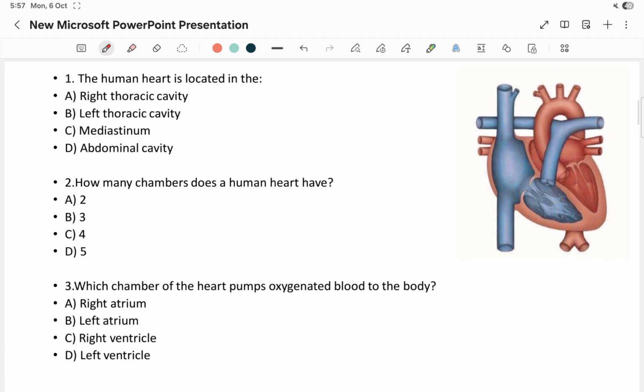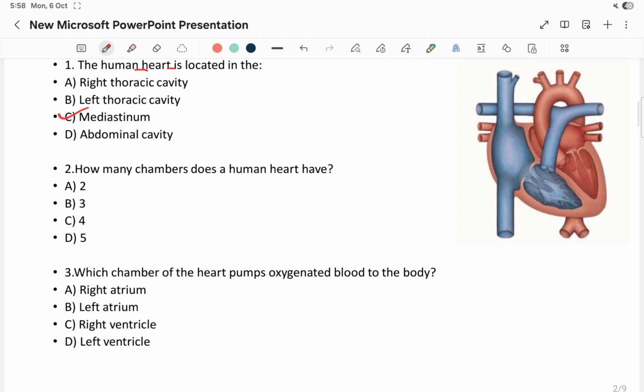First question: the human heart is located in the: option A, right thoracic cavity; B, left thoracic cavity; C, mediastinum; D, abdominal cavity. The correct answer is C, mediastinum. The heart is located in the center part of the thoracic cavity between the lungs. That center part of the thoracic cavity is known as the mediastinum, where the human heart is located. Clear? Now let's move to the next question.